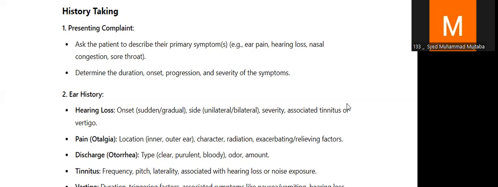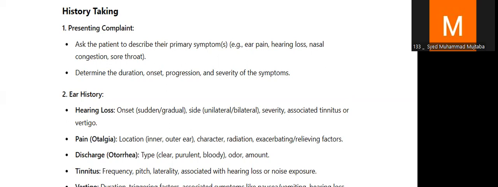Now, if we talk about first the ear history, we need to know, for example, if there is hearing loss in a patient, was it sudden or was it gradual? Is it happening in one ear or in both ears? And is there any vertigo? Is there any nystagmus involved?